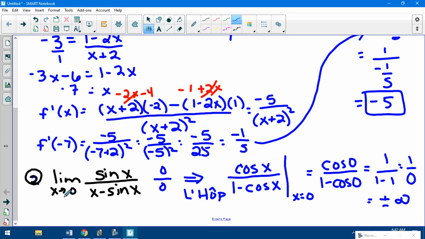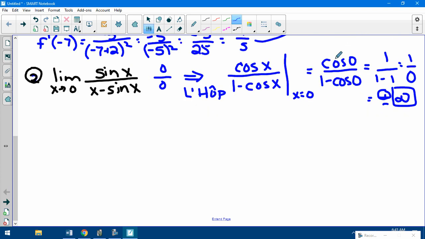But around 0, the top is positive. Cosine of 0 is 1. So anything close to 0, it's just a little bit under 1. 1 minus under 1 would be positive. Positive over positive, it's going to end up being positive infinity. You kind of have to analyze it a little bit to figure out if it's positive or negative that way. Since around the limit, around 0, cosine's still positive, the answer is going to come out positive here.